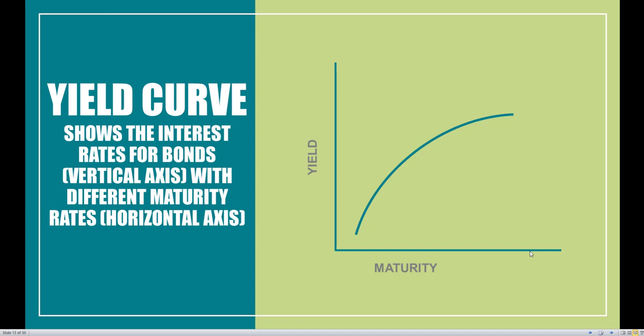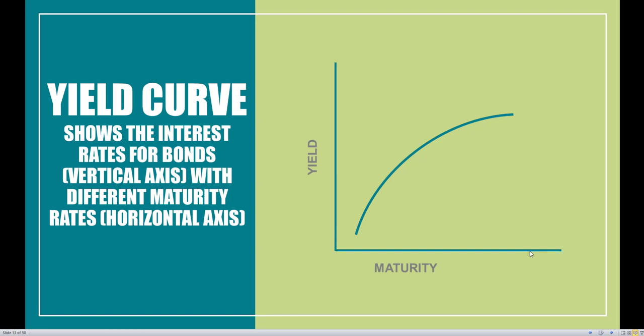The final tool economists use to predict recessions is the yield curve or the Treasury spread. The yield curve shows the interest rates for bonds on the vertical axis with different maturity rates on the horizontal axis. Just to give you a quick idea about bonds, we're going to take a look at bonds in chapters 11 and 12, a little bit more in depth.